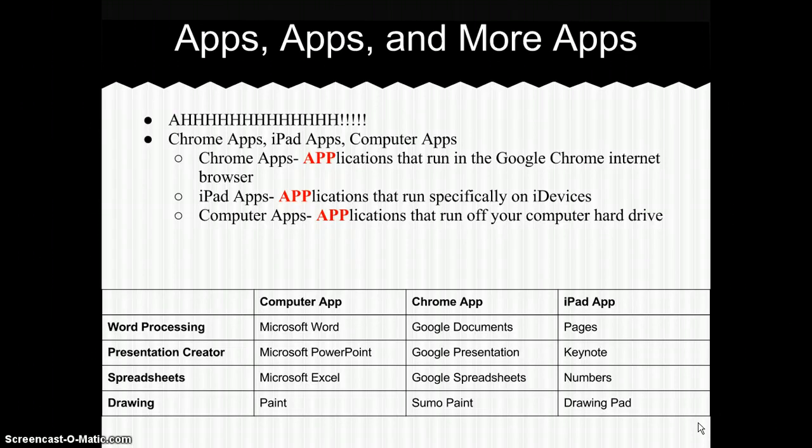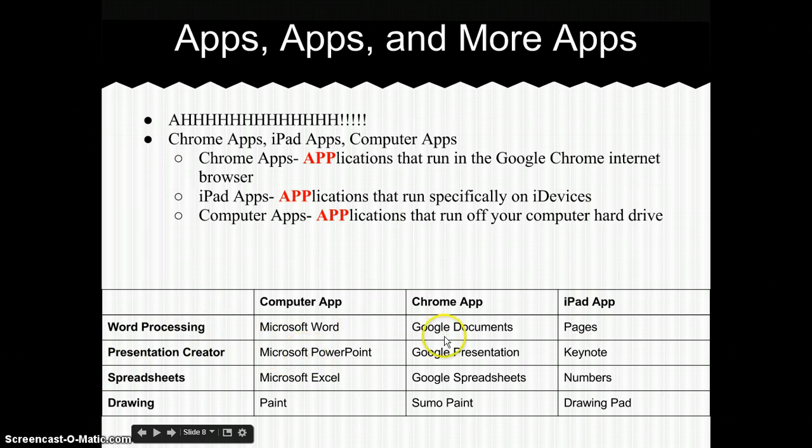And then you have computer apps, applications that run off your computer hard drive, so things that are installed into your computer. And so down below we have examples of, if you wanted to do word processing, your computer application would be Microsoft Word. The Chrome app equivalent would be Google Documents. And the iPad equivalent of Microsoft Word is called Pages. And so you have different applications that do the same thing. They're all word processing. One runs on a computer, one runs in your internet browser, one runs on an iPad.